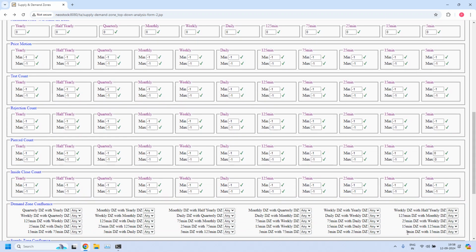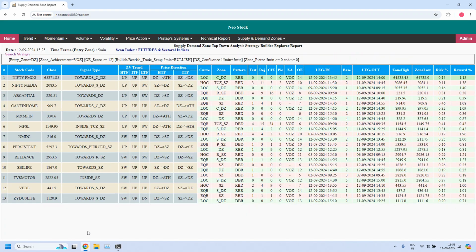So in the demand zone confluence, 5 minutes demand zone with 15 minutes demand zone I am enabling. Let's verify. Now 13 stocks are filtered. In all these 13 stocks, the 5-minute zones are part of the 15-minute zone. 15 minutes trend is uptrend.